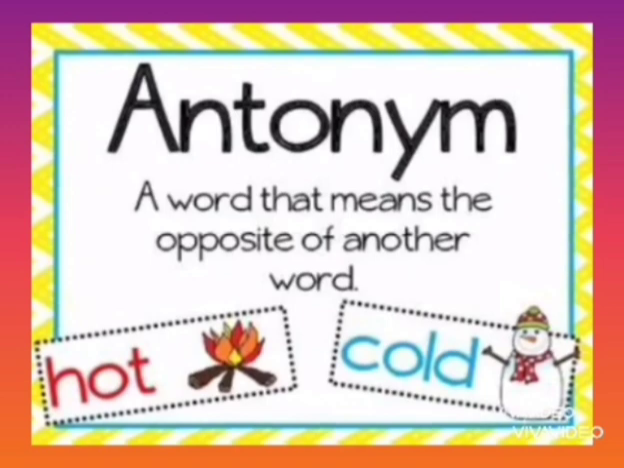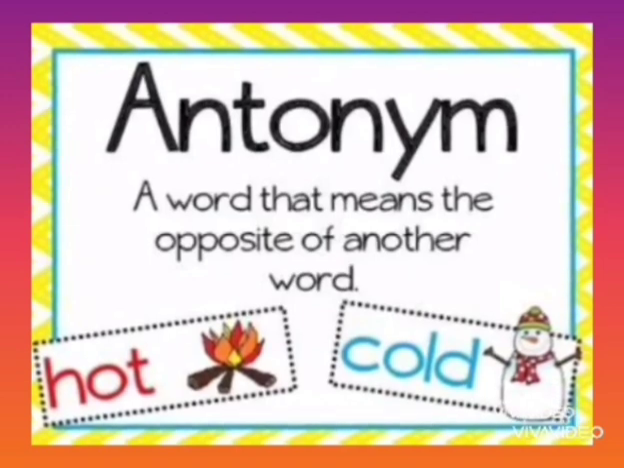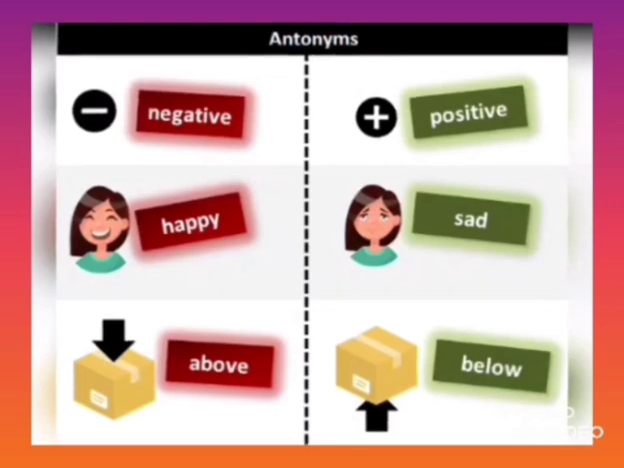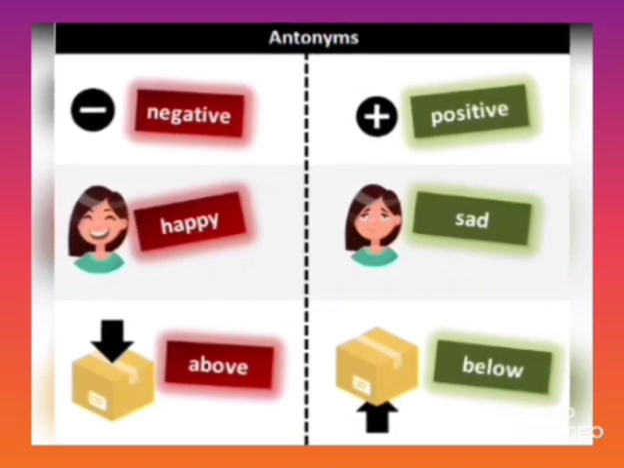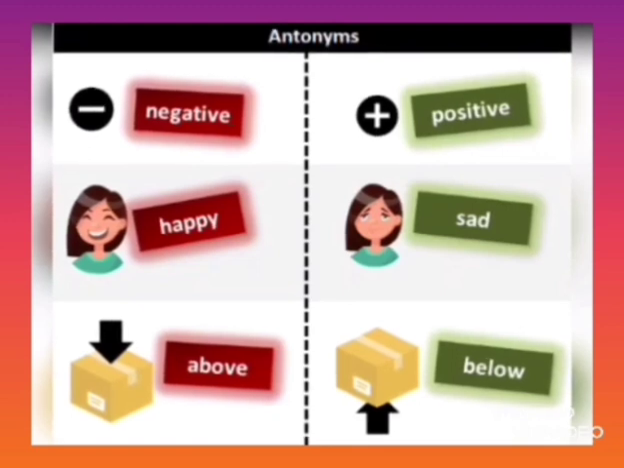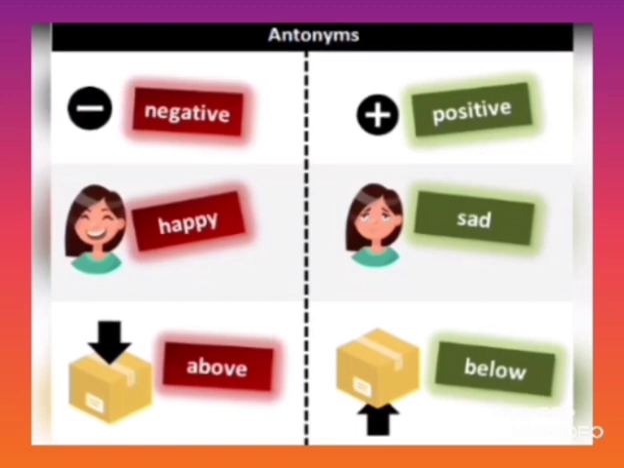Hot, cold, up, down, like this way. Now look at the next picture. Negative sign. The antonym of negative will be positive. Look at the picture, the girl. The girl is smiling. That means the girl is happy. So the antonym of happy is sad.